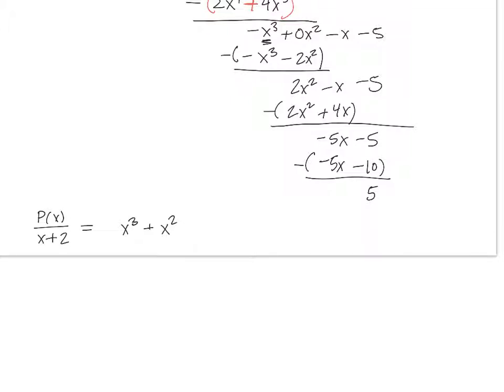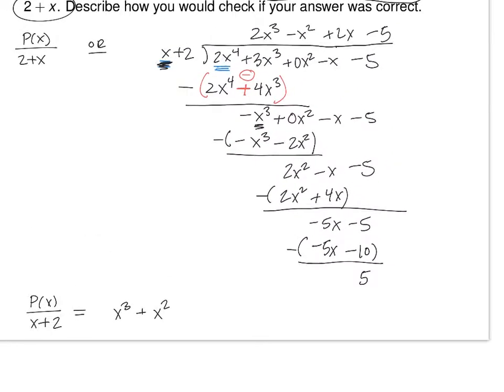Actually, I made a mistake in my notes. I don't know if it's right anymore. I totally boo-booed. I boo-booed twice. Oh my goodness, this is embarrassing. Okay, erase that. That's wrong. Okay, so this will be 2x to the third minus x squared plus 2x minus 5. And then plus your remainder, which is what over what? 5 over x plus 2.